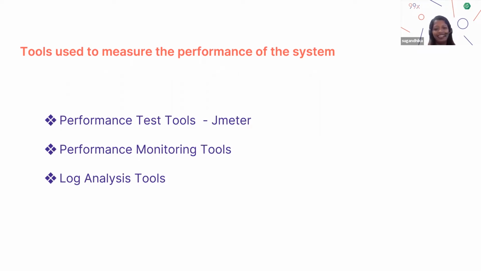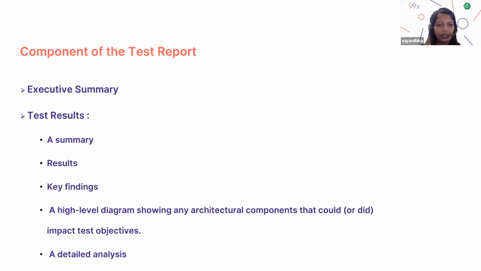Okay, so far we have discussed the techniques that we can use to identify performance bottlenecks, the tools that we can use, and the objective of the performance test as well. So let's see how we present our test results to the stakeholders of your project. When you present the test results, there are key components that should be in your report. One is the executive summary. I will discuss that later.